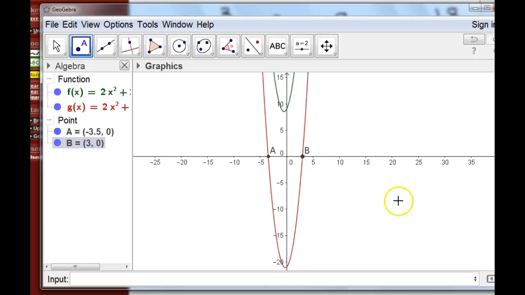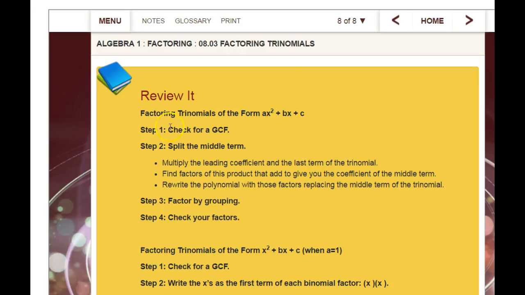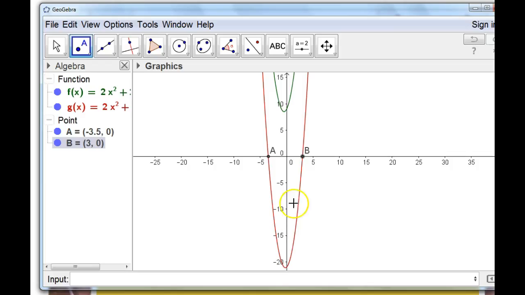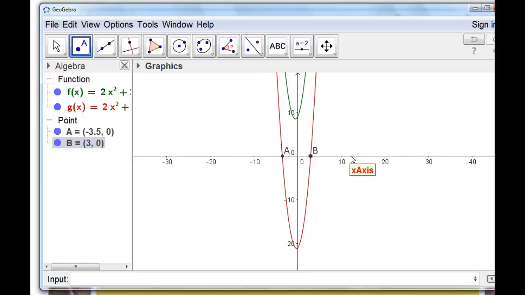And I'm glad, but the focus of this video was to learn how to split the middle term. We check the greatest common factor, split the middle term, factor by grouping, and check your factors. So there's a lot more to learn. Every day I'm finding there's more and more stuff to learn, but it is exciting, and I hope you enjoyed this video. Thank you for watching.